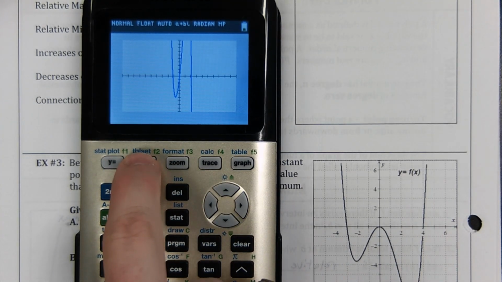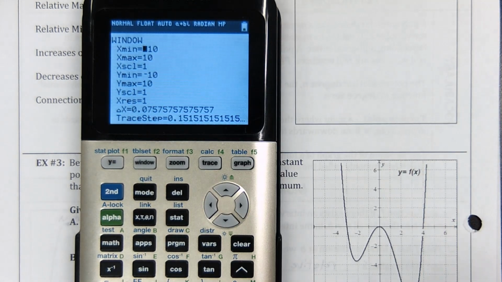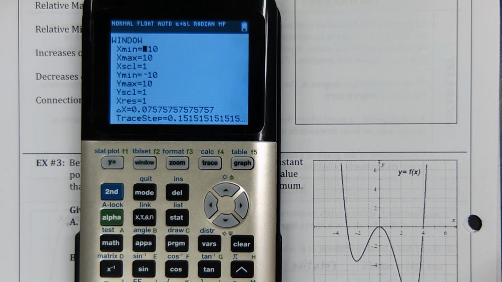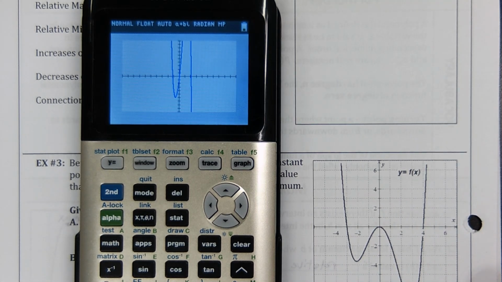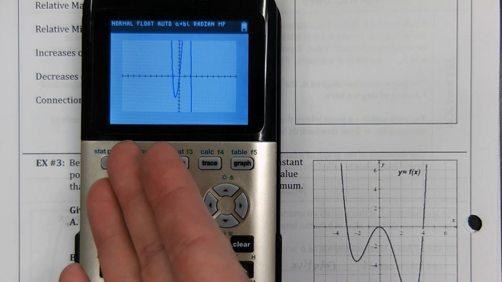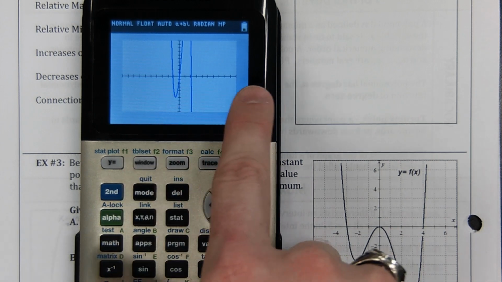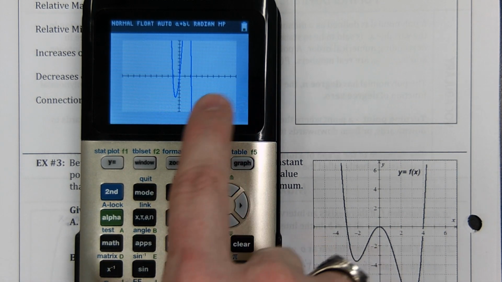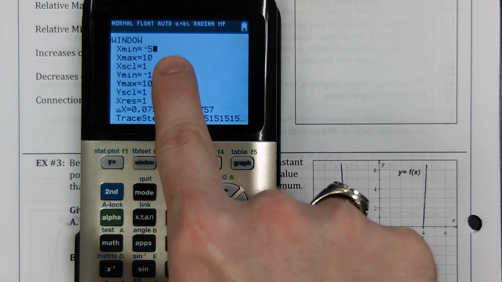This is the window button. You will notice my x min and max say -10, +10. Same thing for the y min and max with a scale of 1, meaning it's counting by ones. My x minimum did not need to go as far left as -10. So just to get a better graph, I'm going to take it to say -5. And instead of going to +10, I'm going to go to 5. Make sure that the 0 is not still there.